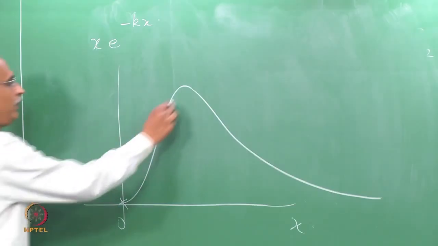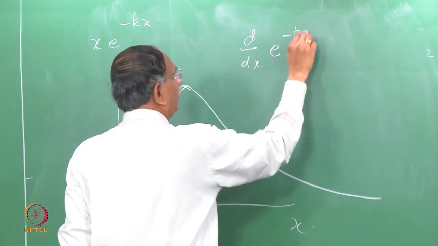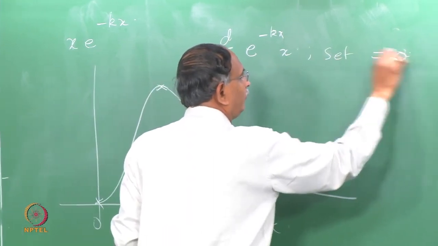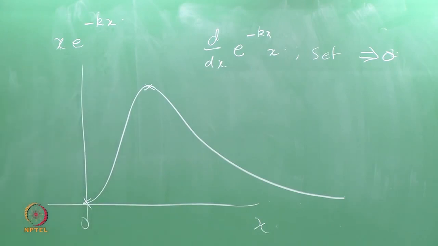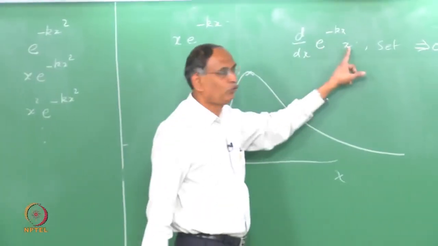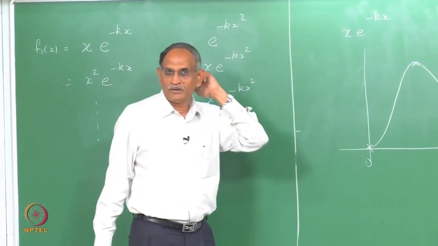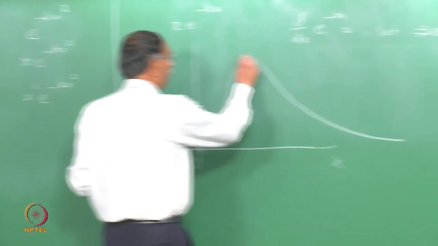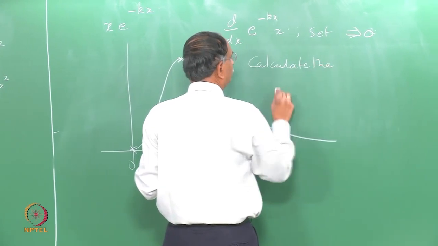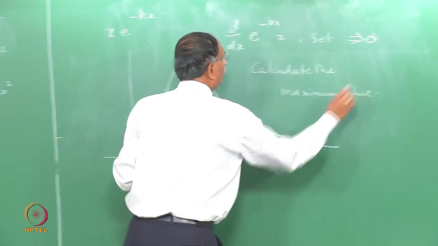And how do we determine this maximum? We take the derivative of this function, e to the minus kx times x, and then set that equal to 0. Then you will find out that the function has a maximum. The derivative of this is clearly a product, uv, so you can do that. And when you set the derivative to be 0, you will get a value for the maximum. So that's the maximum here. That's an exercise. Calculate the maximum.